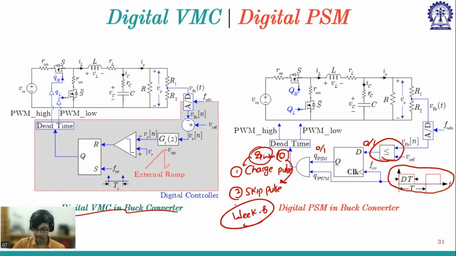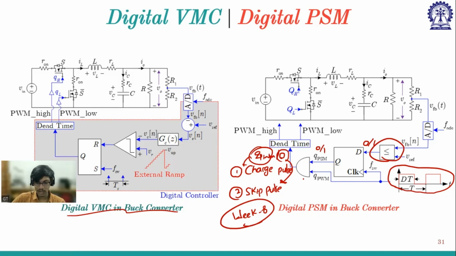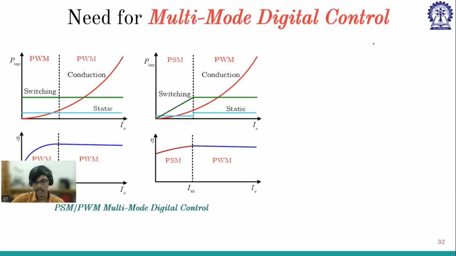So you can refer to the week 8 lectures if you had any questions. But this is the introduction for the digital PSM and the digital voltage mode control. Now coming into the need. So why do I need multi-mode digital control? What is meant by multi-mode and why is it needed? What are the advantages? What are the challenges?